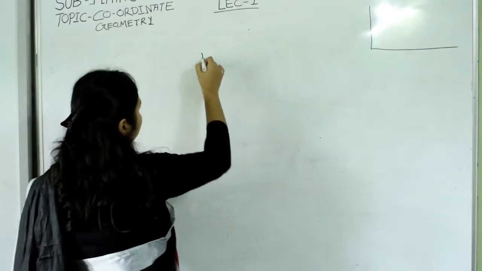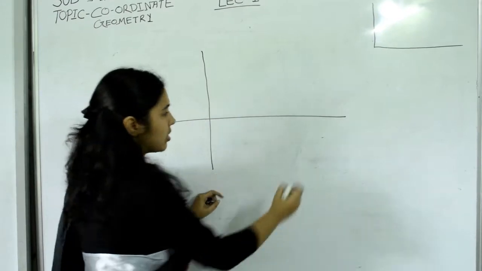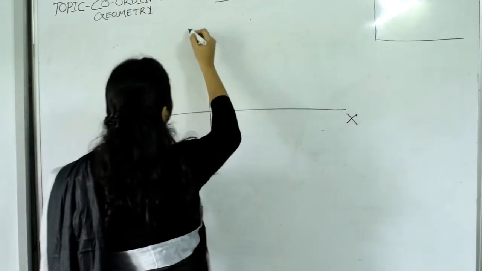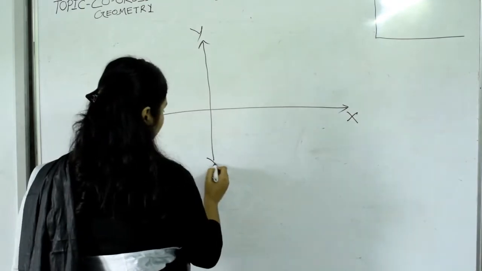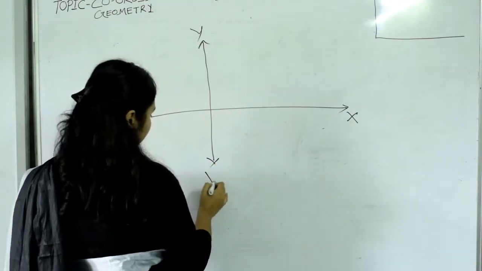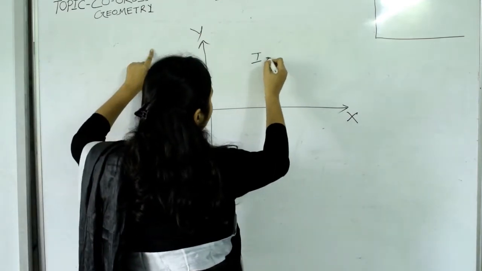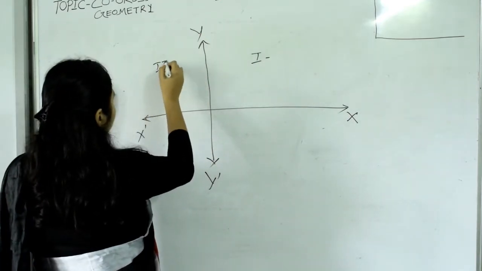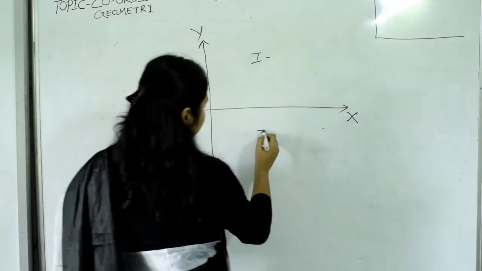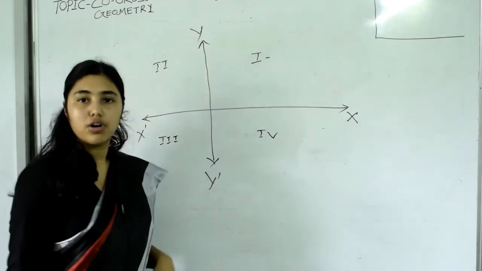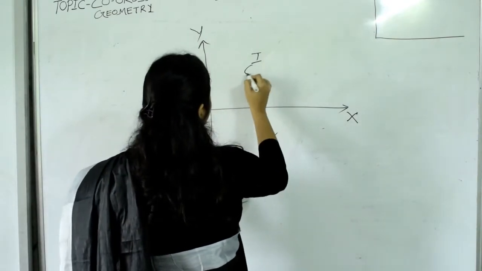So consider a two-dimensional axis, x-axis and y-axis. This is x dash and y dash. Then we know that this is the first quadrant, this is the second quadrant, this is the third quadrant and this is the fourth quadrant.